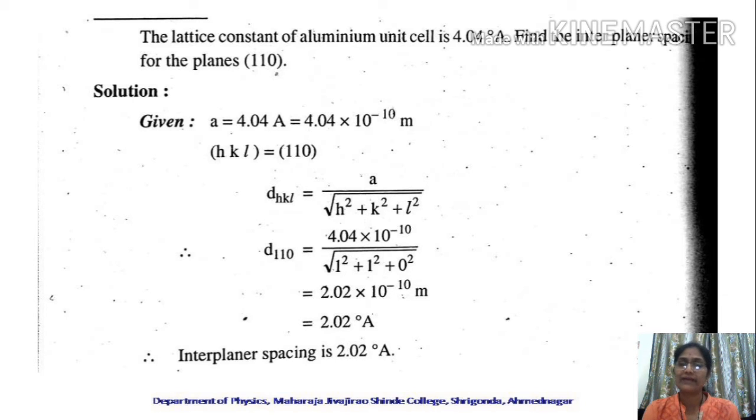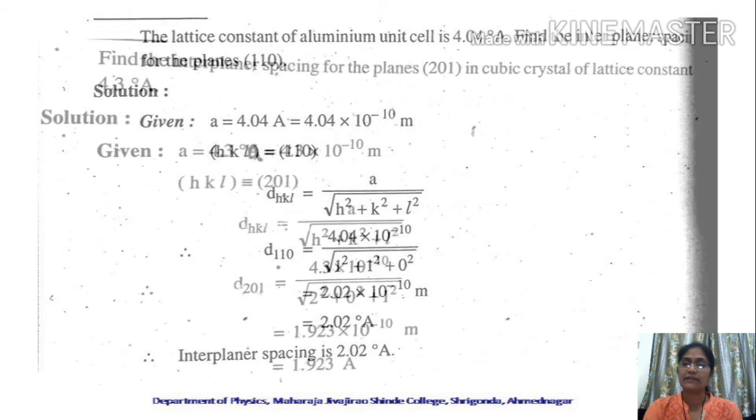Let's substitute the values. A value is given as 4.04 into 10 raised to minus 10 divided by square root of H value is 1, so 1 square, plus K value is 1, so 1 square, plus 0 square. It comes out as 2.02 into 10 raised to minus 10 meter. You can keep the final answer like this, or you can convert it into angstrom. In angstrom it becomes 2.02 angstrom. So interplanar distance or spacing is 2.02 angstrom.